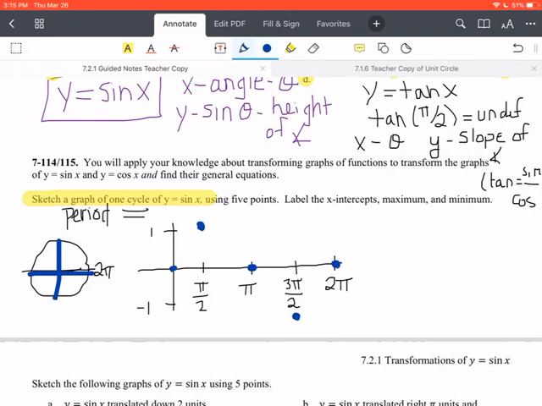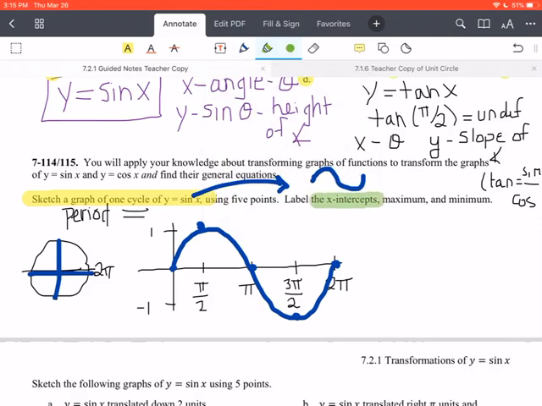So we've memorized that the parent function for sine looks something like this, and you can see that when we connect those dots, that is exactly what it is. Let's go ahead and just color code. It says label the x-intercepts. What are our x-intercepts? It's (0, 0), (pi, 0), and (2 pi, 0).